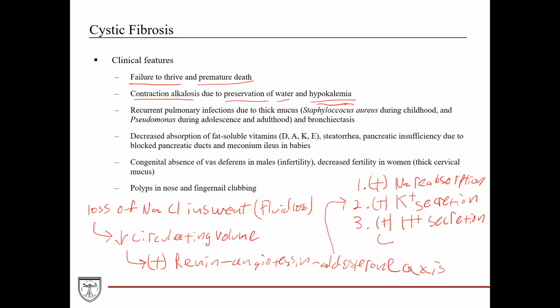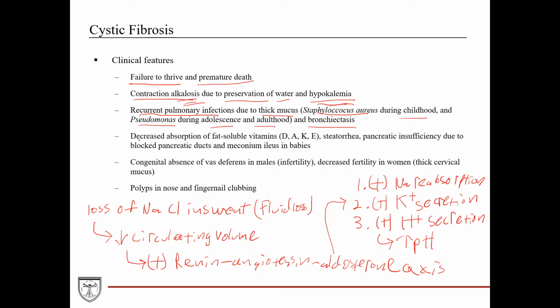So when you're secreting hydrogen, what that's going to lead to is an increase in the pH, and that's how you get your alkalosis. The other thing you're going to see here on the respiratory side of things is recurrent pulmonary infections. We've mentioned that before, obviously due to the thick mucus. Common test questions will ask what bacterial organism is found to cause these infections at different stages in life. So it's going to be Staph aureus in childhood, and then Pseudomonas during adolescence and adulthood. And as a result of chronic infections and chronic buildup of mucus, patients will develop bronchiectasis as well, which will further perpetuate this cyclical process of damage and recurrent infections.